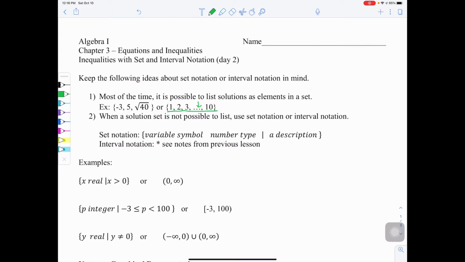Second, when a solution set is not possible to list, then you use set notation or interval notation. Set notation is written underneath. We did have a previous lesson where I gave you a very quick preview. Set notation uses the squiggle brackets. You always start with your variable symbol, then you put the number type. This vertical line is usually read as "such that." After that, you have a description, which in most cases will be an inequality.